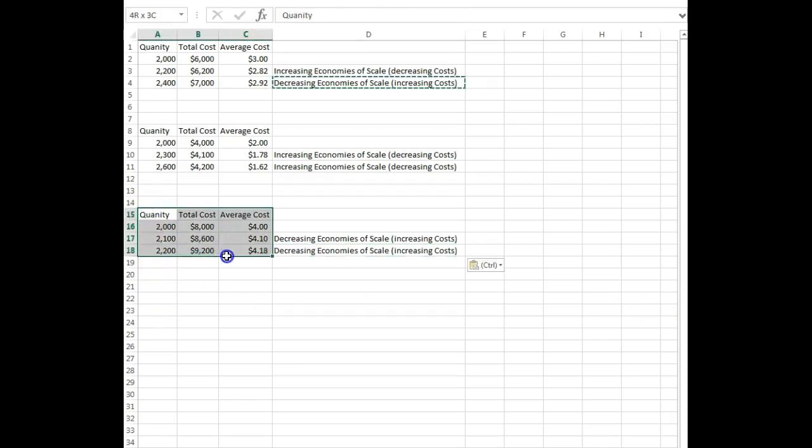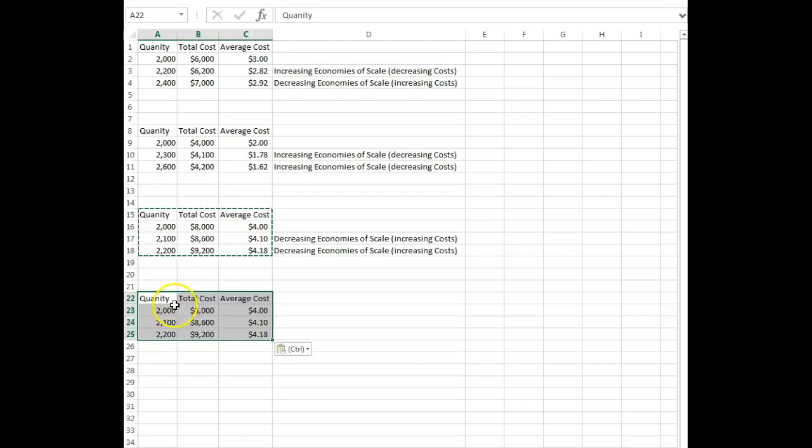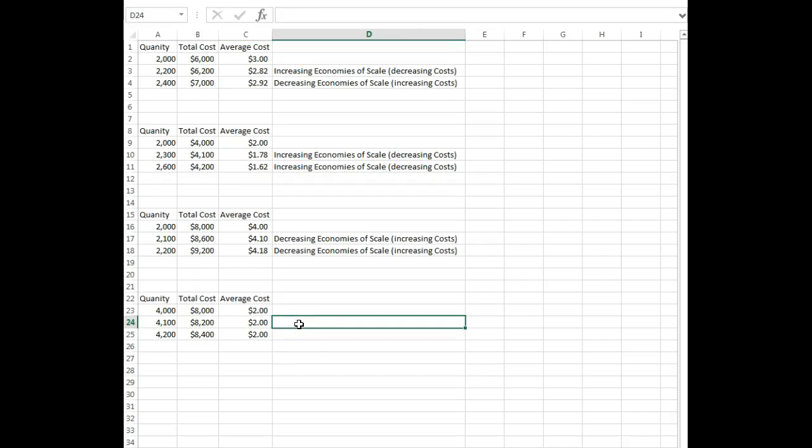And then finally, for one last example, we'll say at 4,000 units, total cost is $8,000. At 4,100 units, total cost is $8,200. And at 4,200 units, total cost is $8,400. Well, average cost didn't change. So we're experiencing constant economies of scale. No change in cost, well, really average cost. And so we can say that in this instance as well.